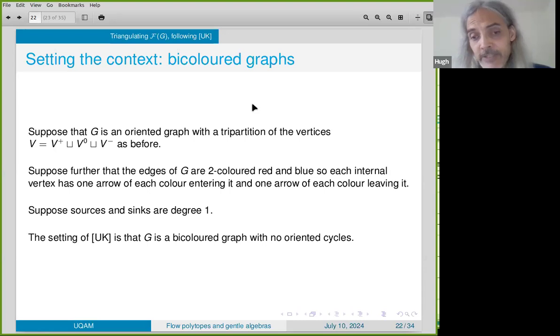And we're going to assume further that every internal vertex has 1 arrow of each color entering it and 1 arrow of each color leaving it. So it's quite a special configuration. The sources and sinks we're going to assume are degree 1 just for convenience. The setting of the graphs that we're interested in are these bicolored graphs. And the folks at the University of Kentucky assume that these are bicolored graphs with no oriented cycles.